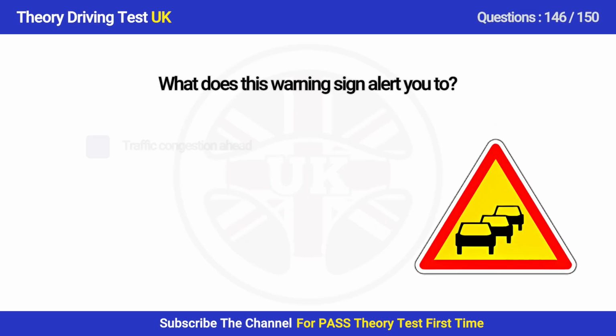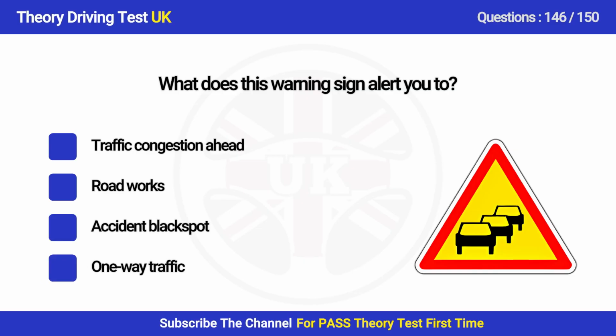Question 146. What does this warning sign alert you to? A, traffic congestion ahead, B, roadworks, C, accident, D, one-way traffic.